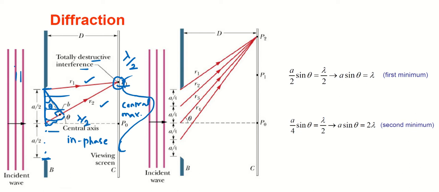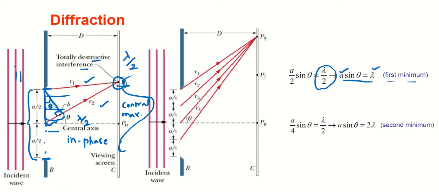So sine theta equals the opposite side, that is lambda by 2, divided by a by 2, that is the hypotenuse. So a by 2 sine theta equals lambda by 2, which gives you a sine theta equals lambda. From here we get the condition for the first minimum: a sine theta should be equal to lambda, which means if you consider the entire width of the slit, that is a, the path difference is lambda.